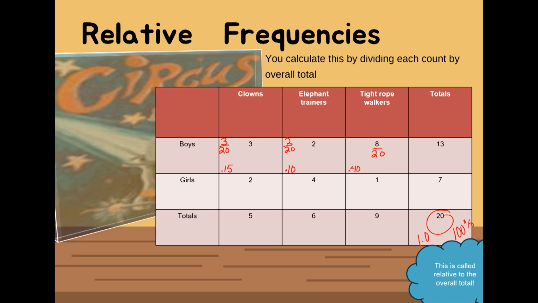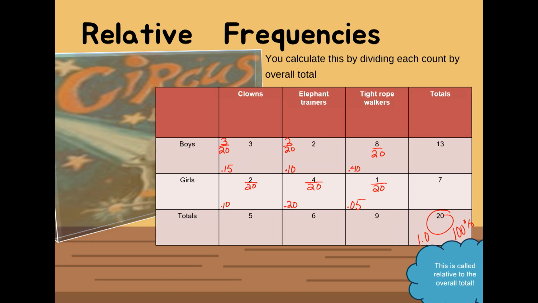So let's get the girls now. The girls who are clowns, we're going to divide 2 divided by 20, which is 0.10. The elephant trainers, we're going to divide that 4 by 20, and that's going to be 0.20. And then we have the tightrope walkers. So we divide that 1 by 20, and I get 0.05. Now let's look at our totals. Our totals, when we add them up, they all equal 20. 13 plus 7 equals 20. 5 plus 6 plus 9 equals 20.